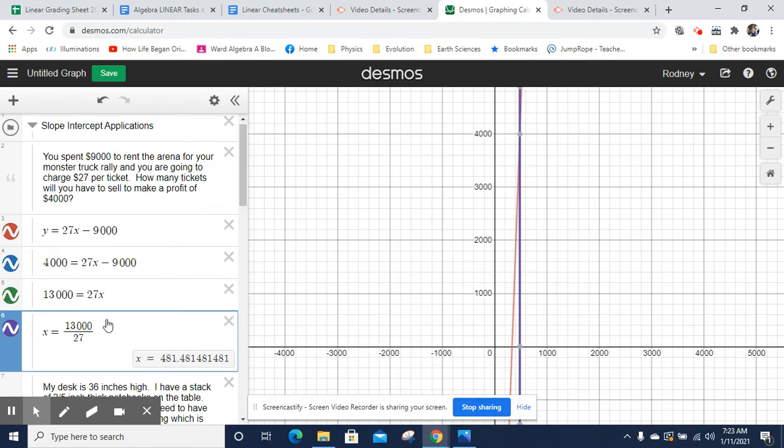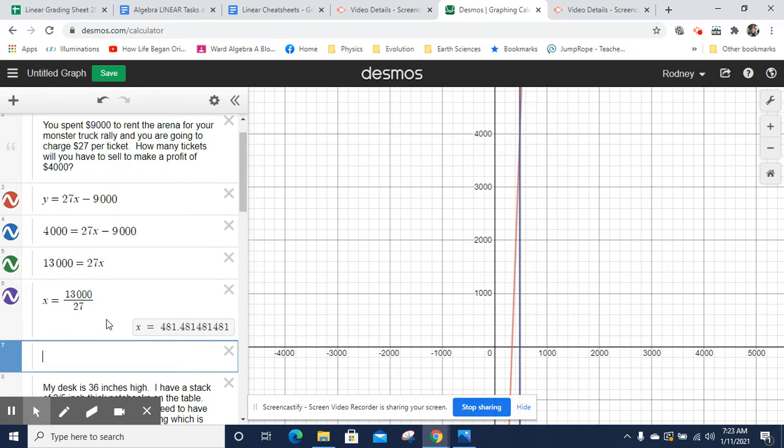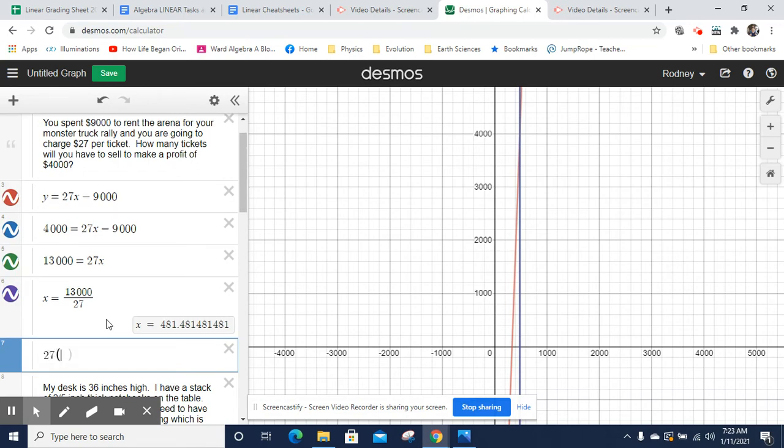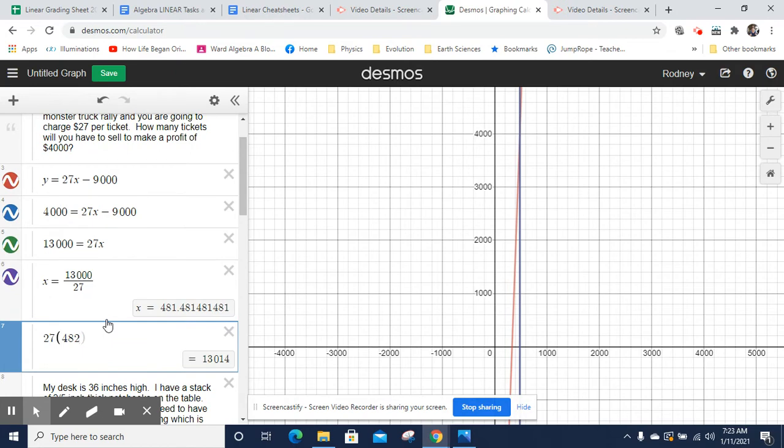And we can test that out. We can say y equals 27 times 482 minus 9,000, and that gets us a profit of $4,014. So that's the winning number of tickets that we need.